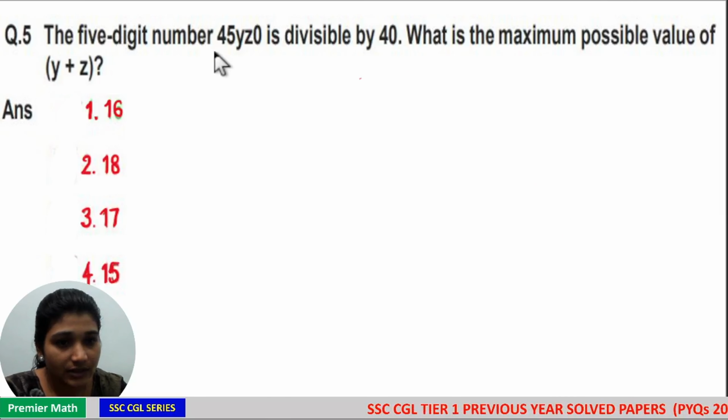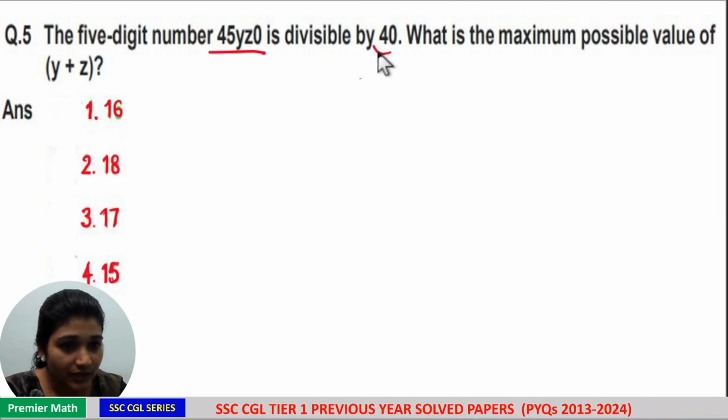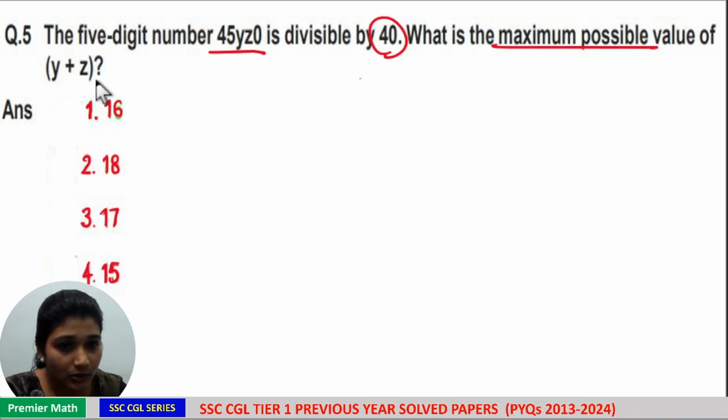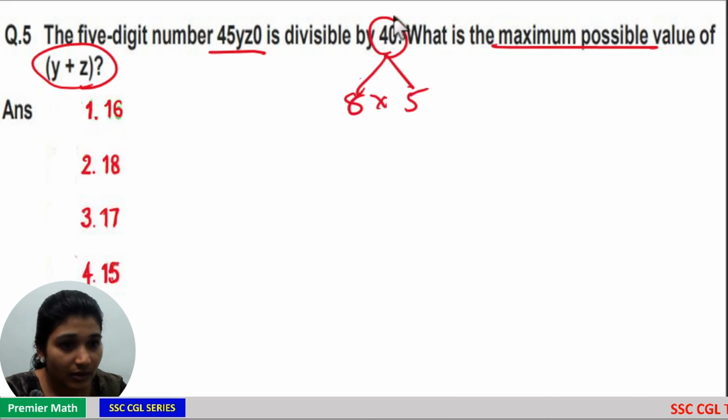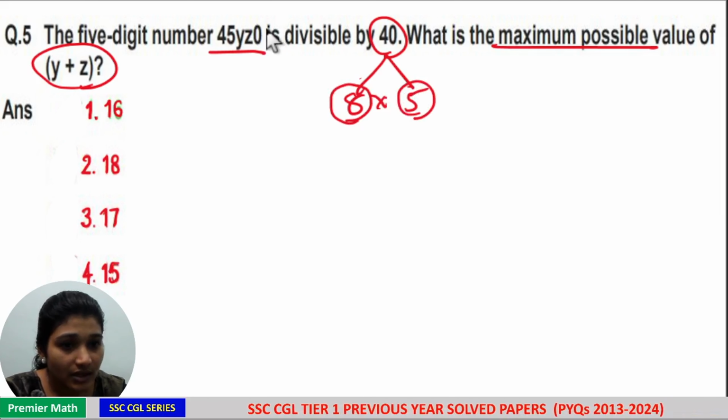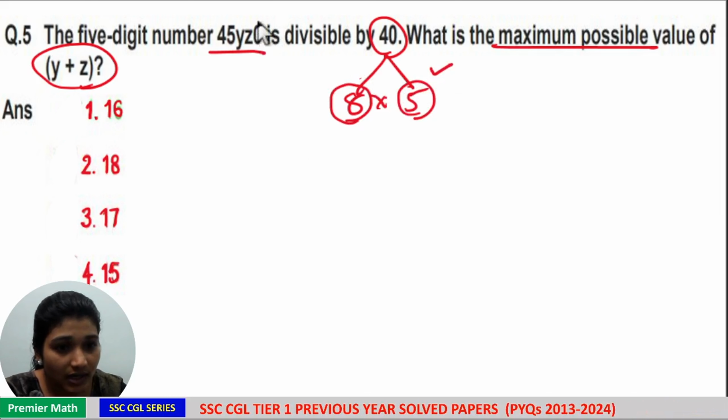The 5-digit number 45YZ0 is divisible by 40. What is the maximum possible value of y plus z? Here, take the factors of 40. 8 into 5 is 40. So when a number is divisible by 40, that number should be divisible by both 8 and 5. Here, this number is divisible by 5 because it ends with 0.